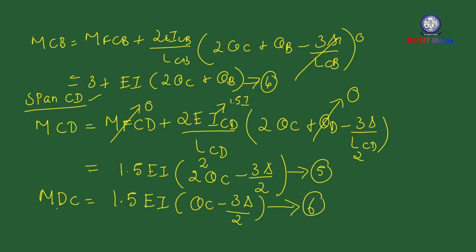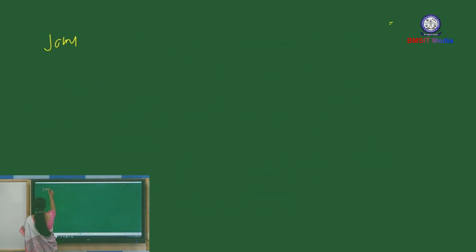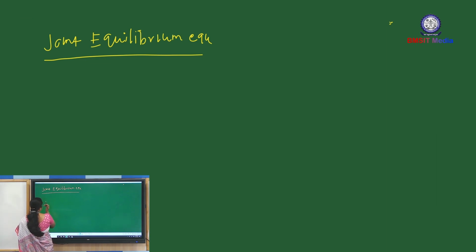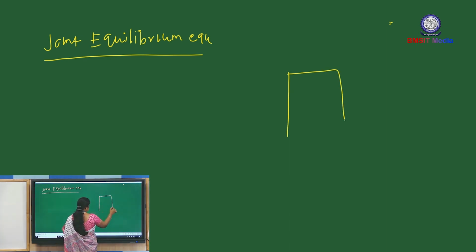And so for finding the unknowns, we have to write the joint equilibrium equation. Here the unknowns are theta B and theta C, so we have to write the equilibrium equations.